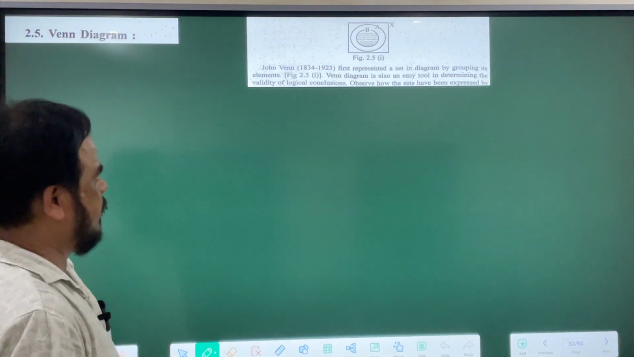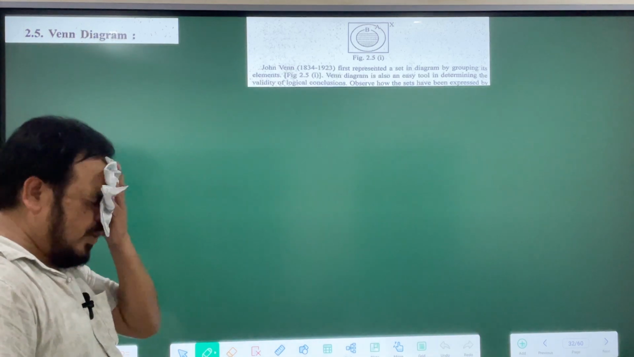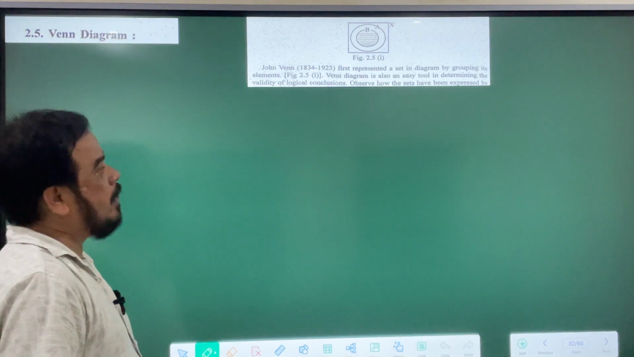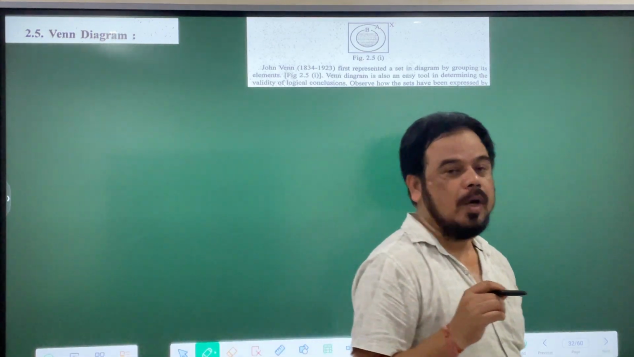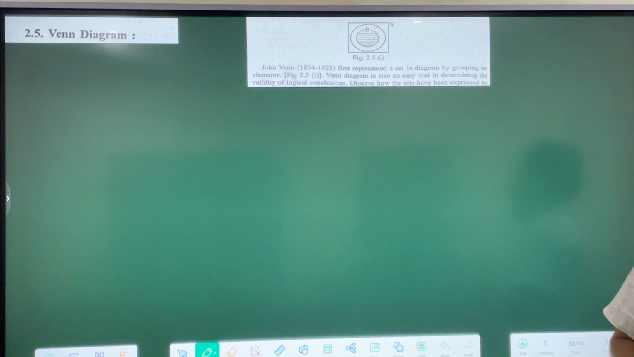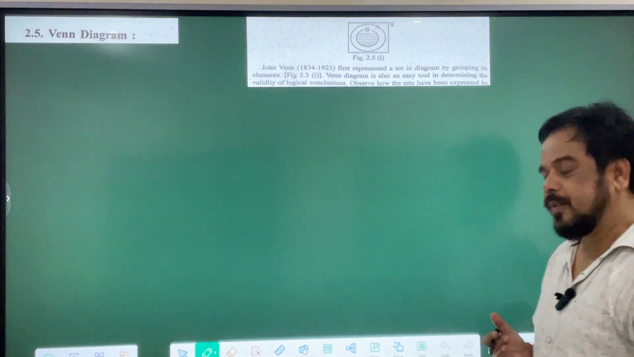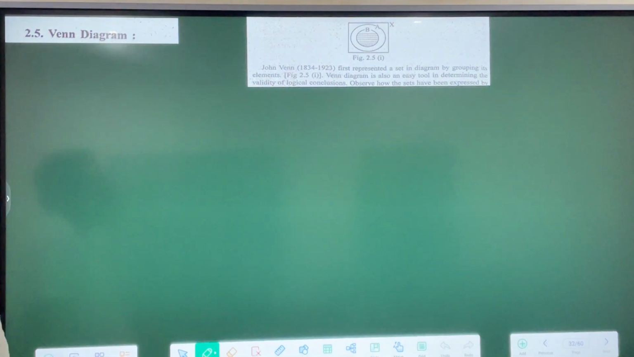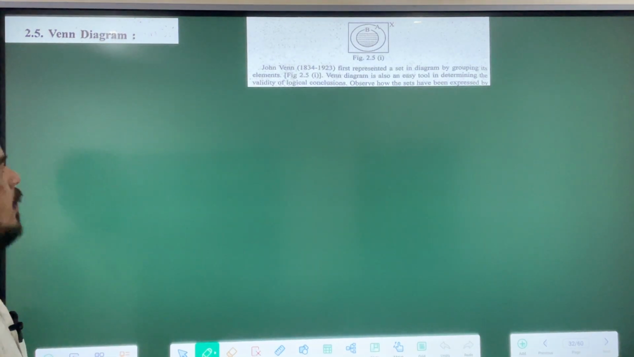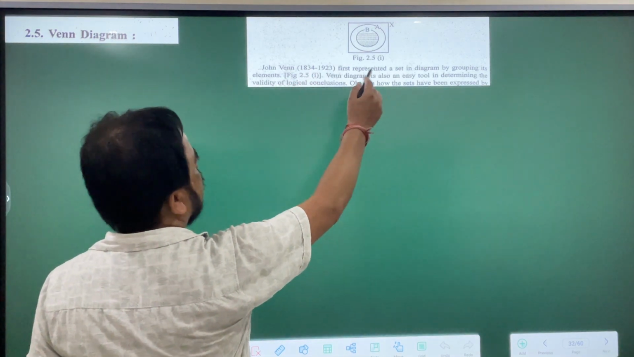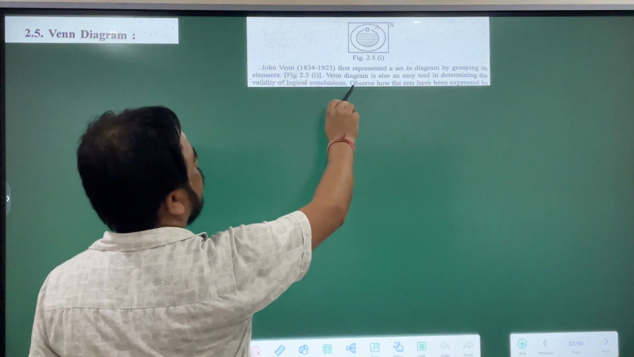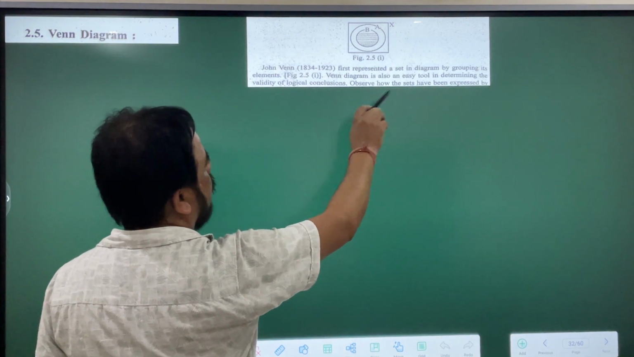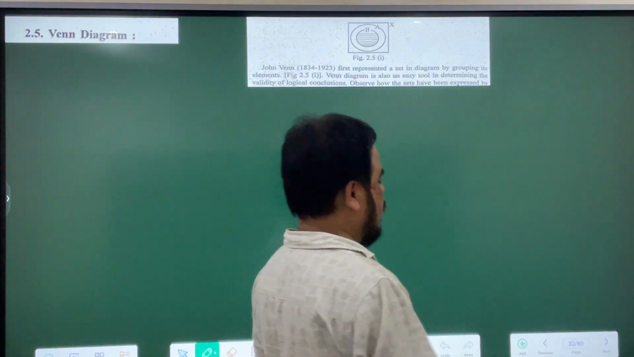Venn diagram. So Venn diagram is an interesting diagram for chapter set. Venn diagram has got important role for set. Once you understand Venn diagram, then you will never do any mistake in sets. Anyway, Venn diagram was invented by John Venn. First represented a set in diagram with group elements. Venn diagram is also an easy tool to determine the validity of a logical conclusion. Observe how the sets has been expressed by Venn diagram.